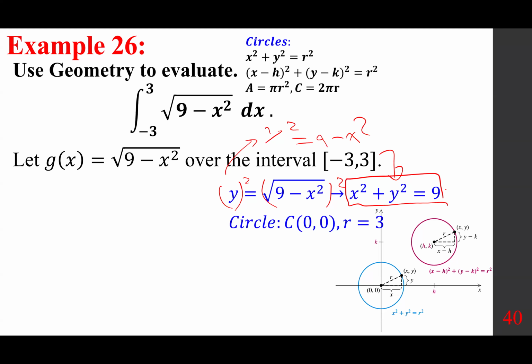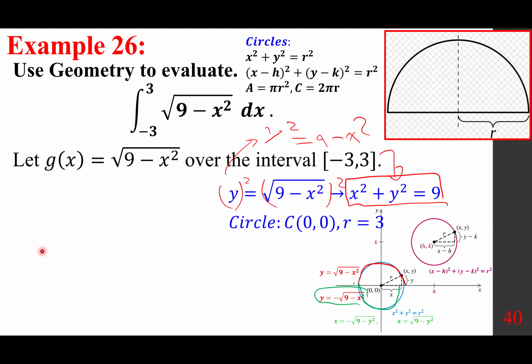It's the top half and the bottom half. And if you solve for x, it gives you the right and left half. So y equals square root of 9 minus x squared is the top half. In other words, this portion. And so the graph is a semicircle with the radius of 3. That's what we have.